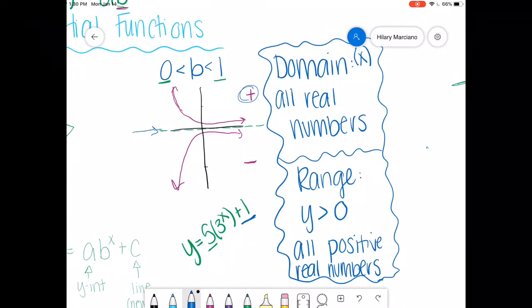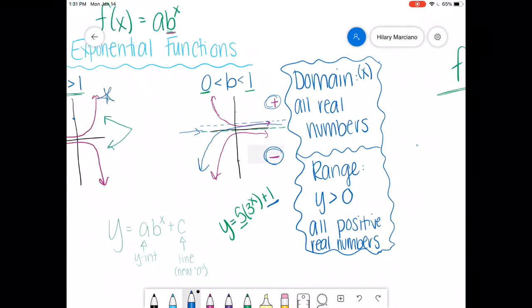For that bottom function, it's going to be y is less than 0, or all negative real numbers, because of that line being 0. If we move that line up like we were talking about to that positive 1, and then our graph kind of went like this under it, then our range would be y is less than 1, because that would be moving our range to where that line is.